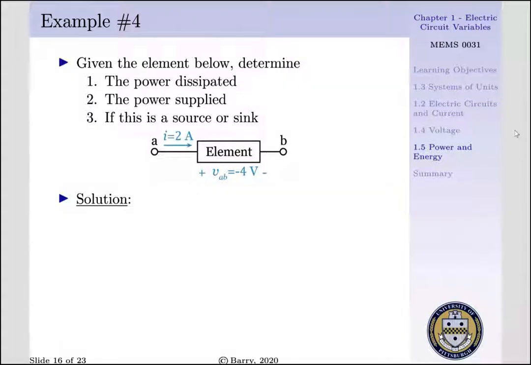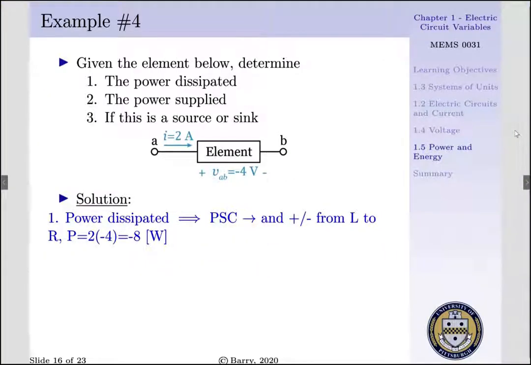Currently, the element is represented in a passive sign convention. That is, our current is entering our high potential terminal and exiting our low potential terminal. That is, our power dissipated is going to be 2 amps times the quantity minus 4 volts, which is equal to minus 8 watts. Now you may be wondering, how do we have minus 8 watts dissipated?